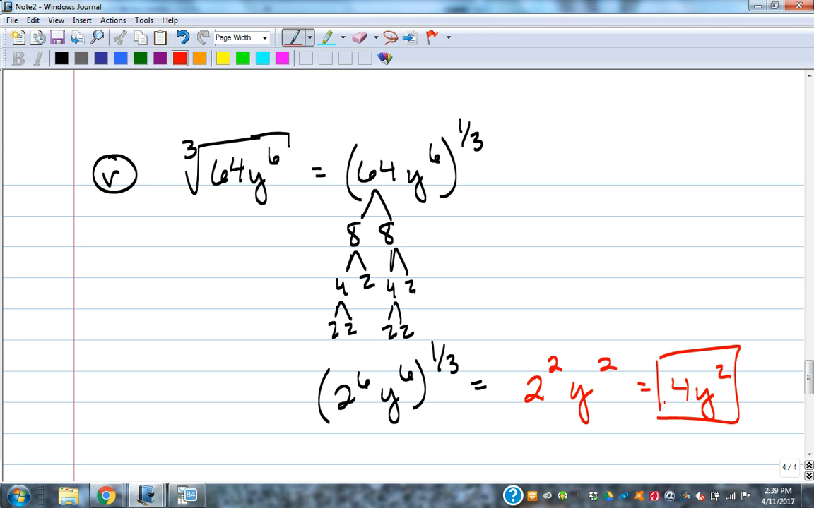using rational exponents instead of roots. I like doing the rational exponents because the variables work a little easier that way. Because 1/3 times 6 is easier than thinking, okay, third root of y to the 6th. That doesn't make as much sense as 1/3 times 6 does to me. So this is how I like to work them.